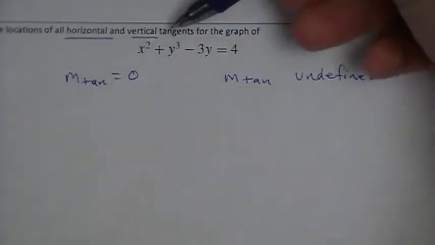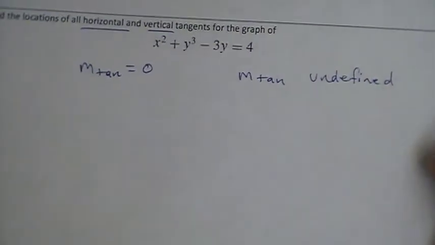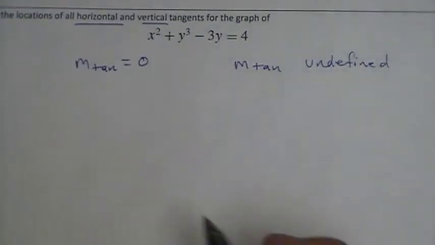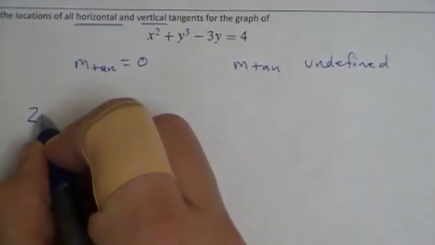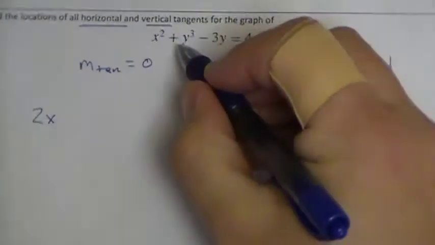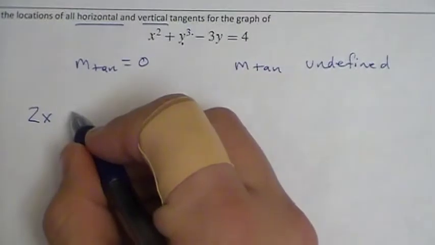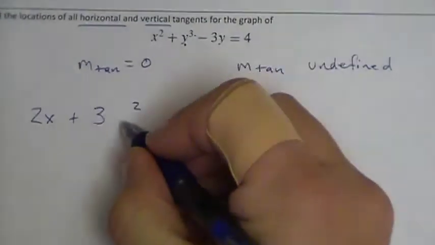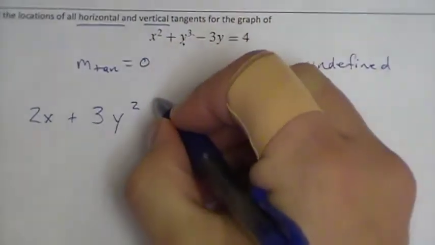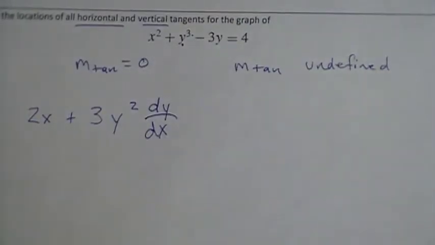So we need to quickly compute the derivative of this, and we're going to do it implicitly. Whenever we use implicit differentiation, we're always assuming that y is a function of x. So the derivative of x squared is 2x, but since y is a function of x, I have an inner function y and an outer function something cubed. So I do the derivative of the outer function, which is 3 something squared. The something has to be the inner function, and then I finish the chain rule by multiplying by the derivative of the inner function, and the derivative of y with respect to x is dy/dx.